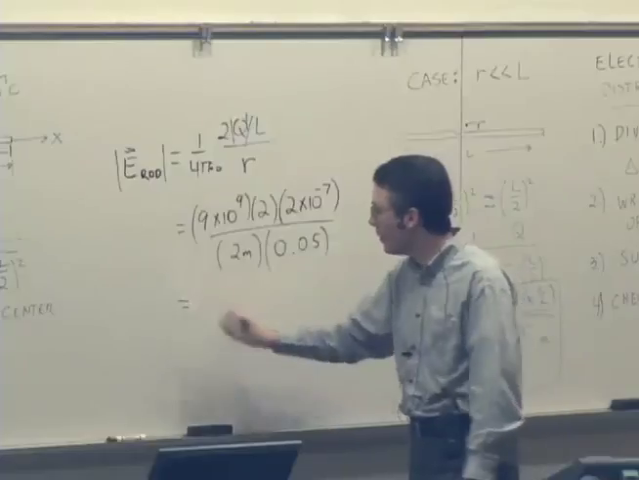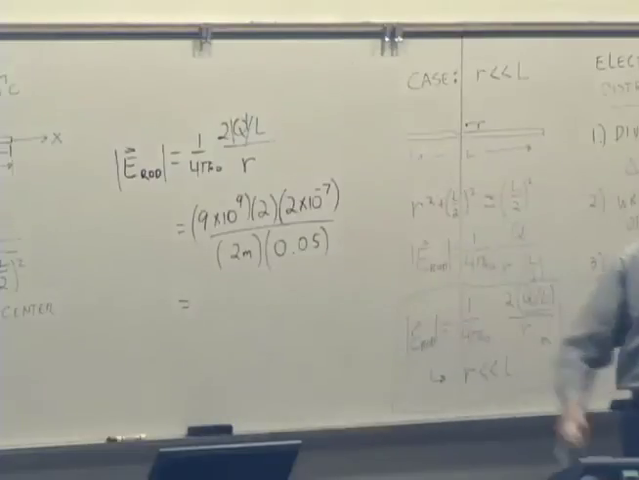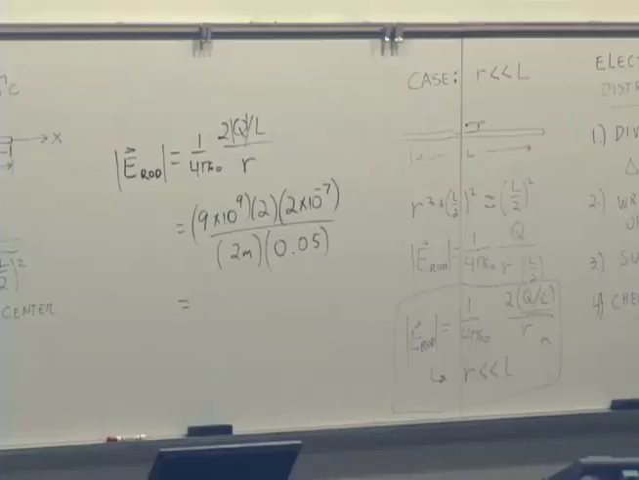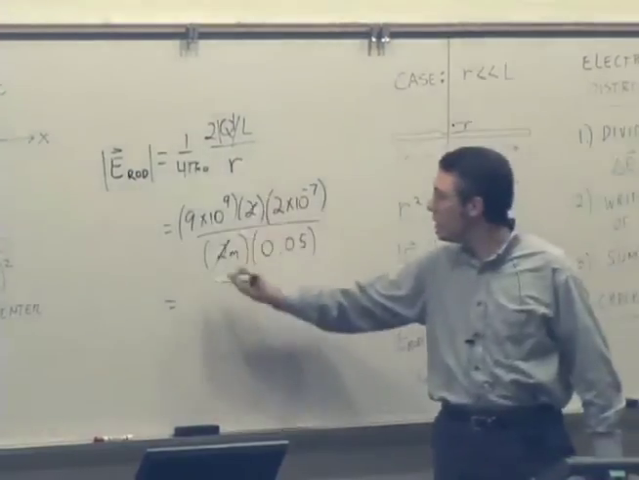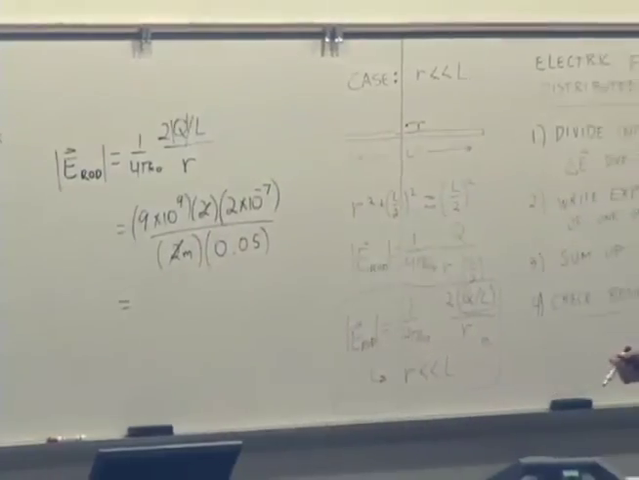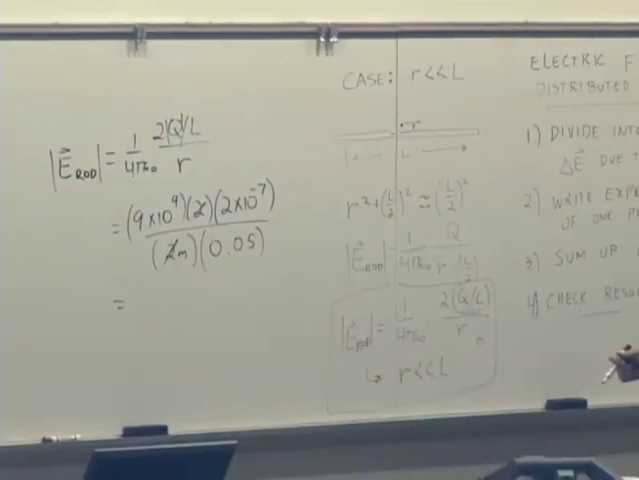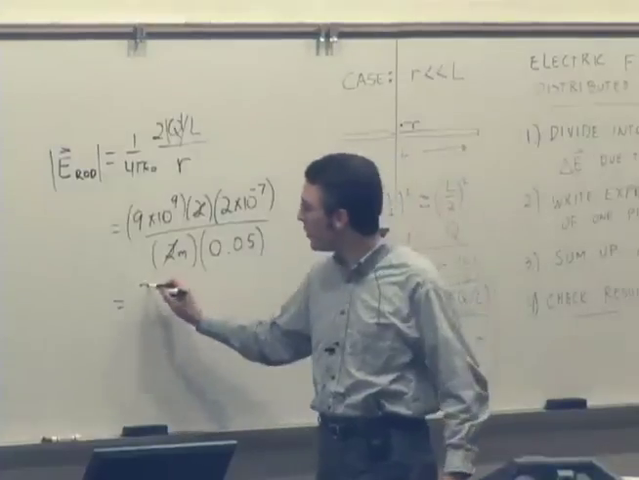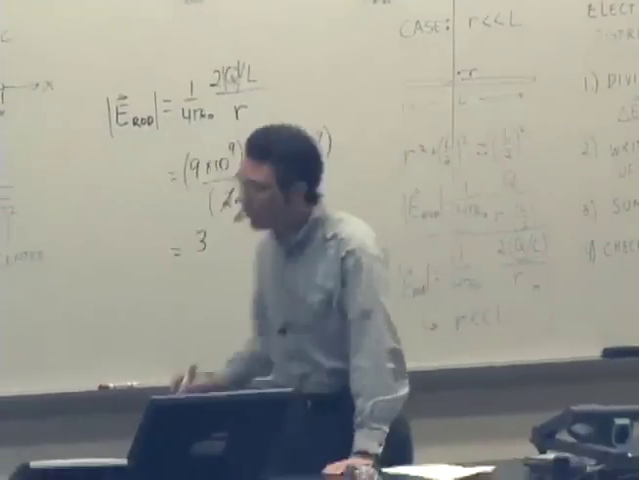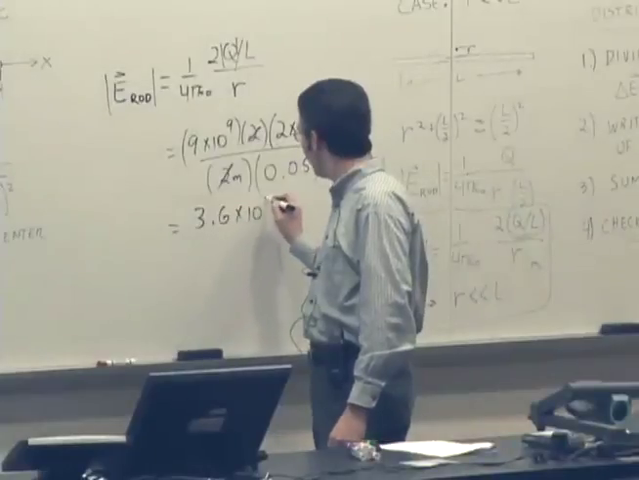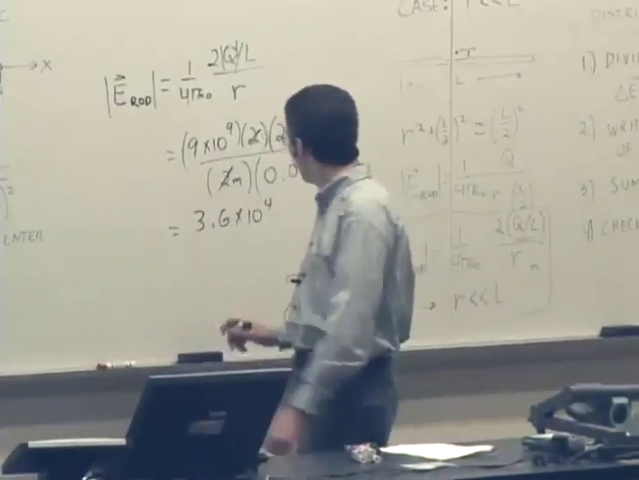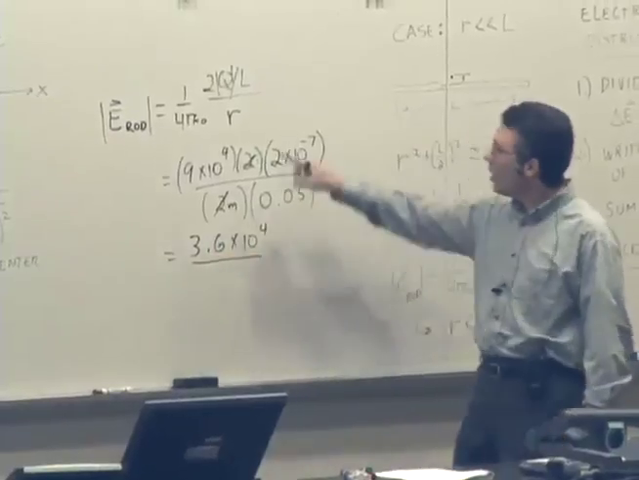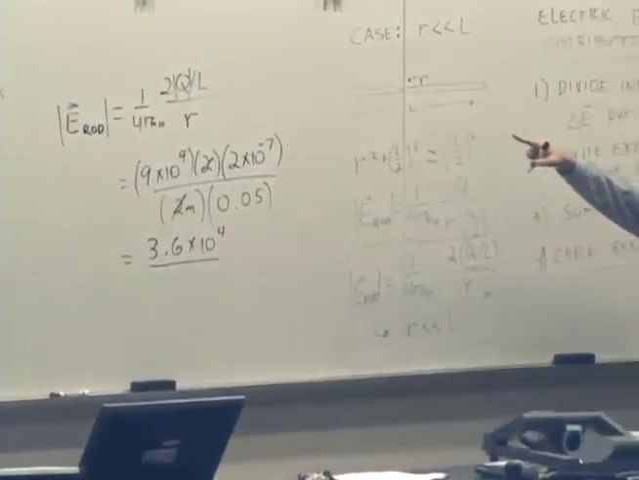Okay? So what do you get when you plug that in? I didn't even actually work it out. Well, the 2's are going to cancel. You get 18 times 10 to the second divided by 0.05. So what is that? Okay, so it's 3.6 times 10 to the fourth. It's just a magnitude.